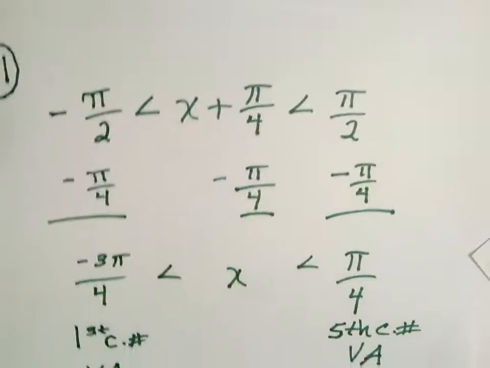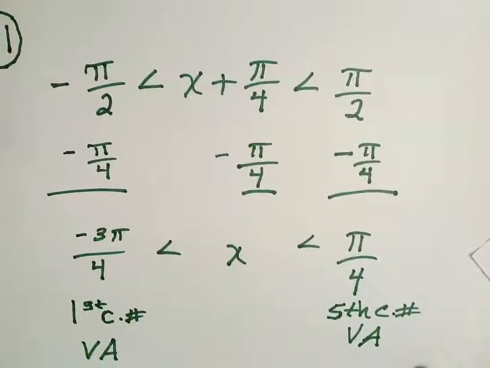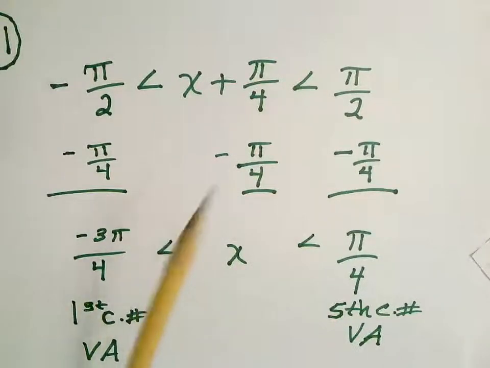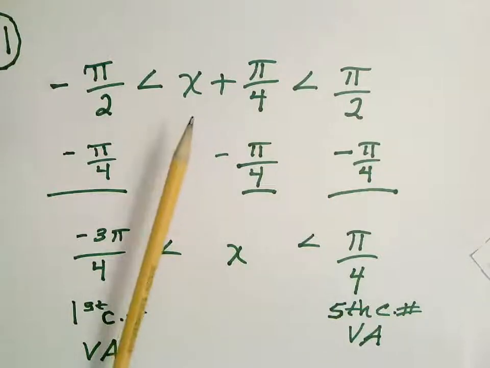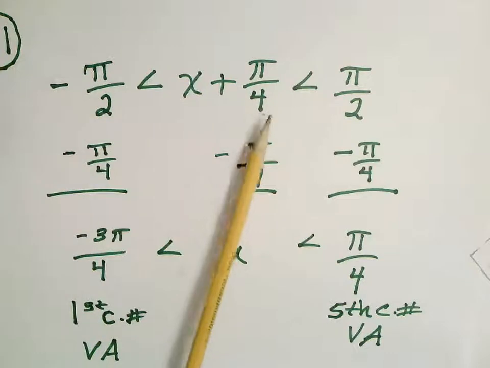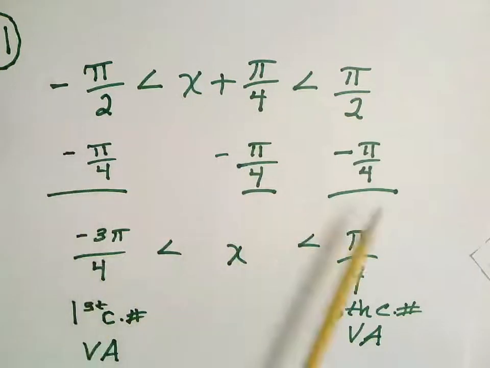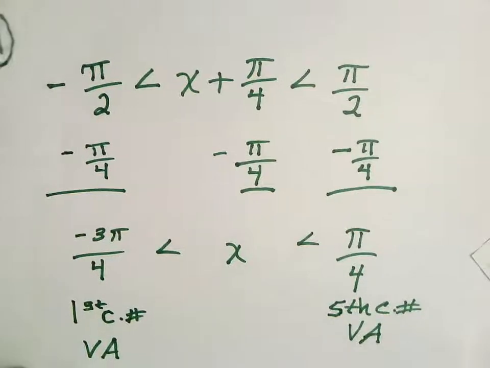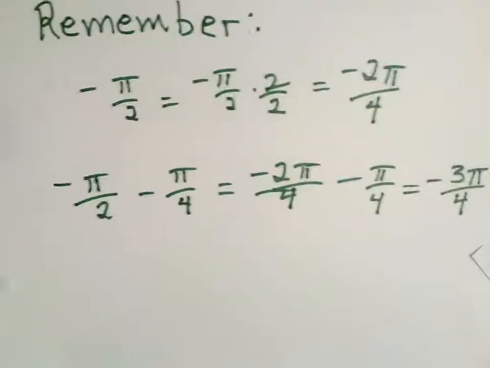So our first step is where we're going to solve our inequality. And when we solve our inequality, we want to get the x in the middle. So we're going to subtract pi over 4 from all 3 sides of the inequality. Now, before I continue to do that, I want to review something.